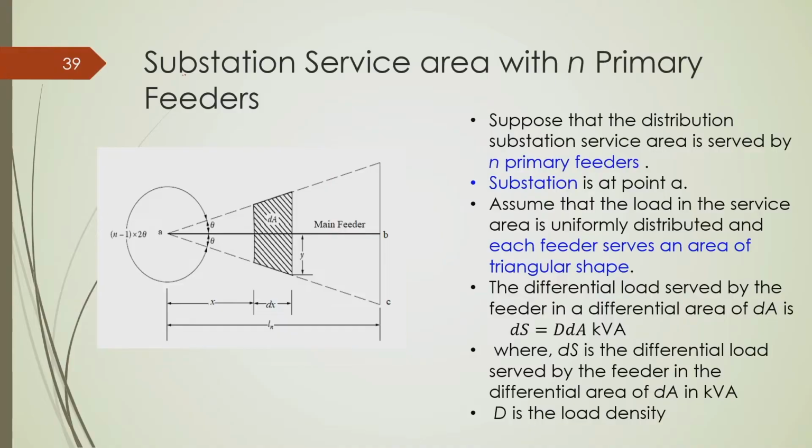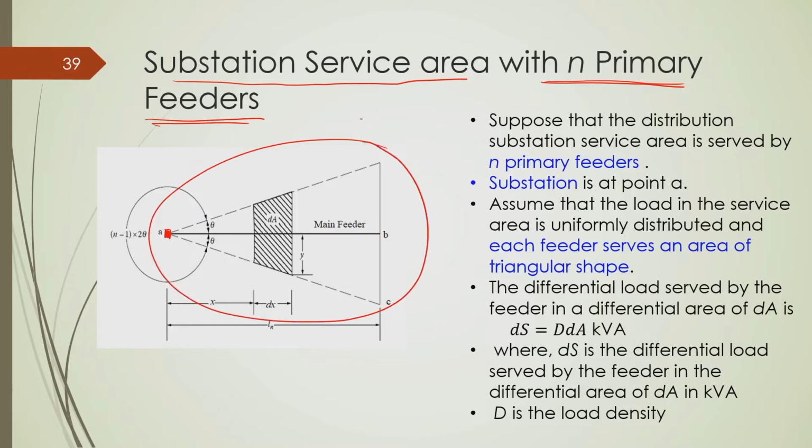Now, let us find out a generalized expression for voltage drop for this kind of feeders. Here we assume that we have a substation service area with n primary feeders. We have a substation which is serving n primary feeders, and this is the location of the substation, and one typical feeder is shown over here. So, this is basically representing one typical feeder.